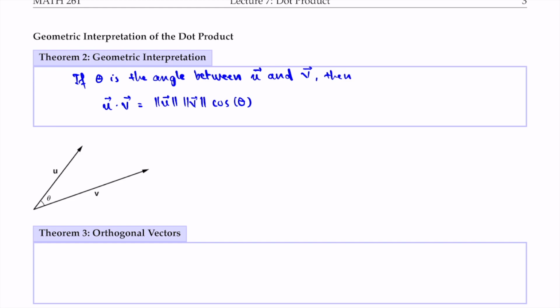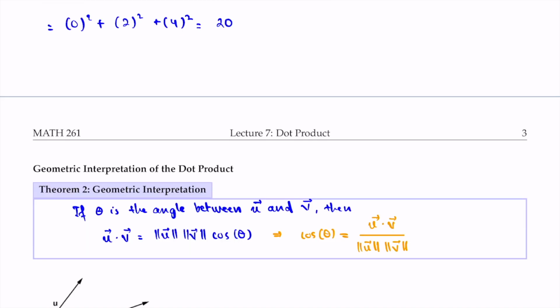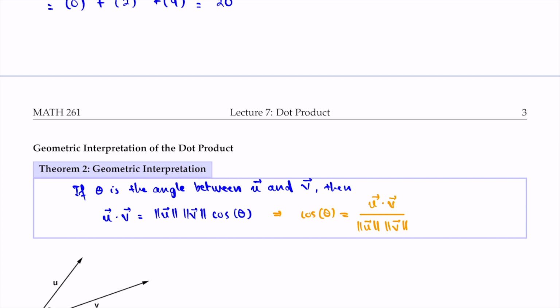From here, you can actually calculate the angle between the two vectors by solving for cosine of theta. You get cosine of theta equal to u dot v, altogether divided by the magnitude of u times the magnitude of v. So in this case, theta is the angle between u and v.